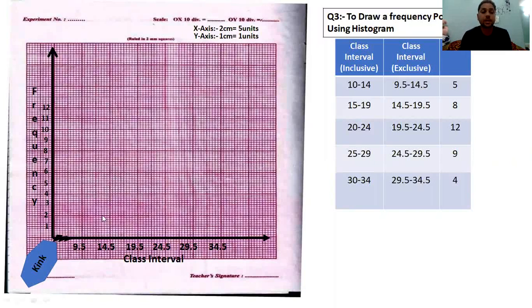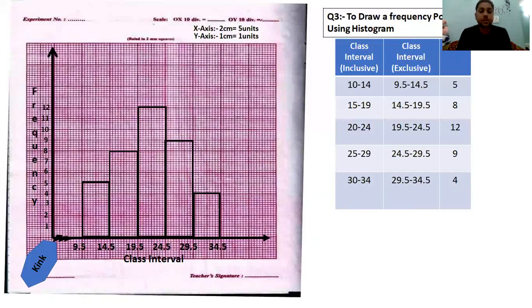So as we have applied the kink here, we'll begin from the frequency 5. This is the 5 frequency that we have, so we draw a histogram from 9.5 to 14.5. Similarly, next is 8, then 12, 9, 4. This is how we have drawn the histogram. Now we have to draw the frequency polygon.